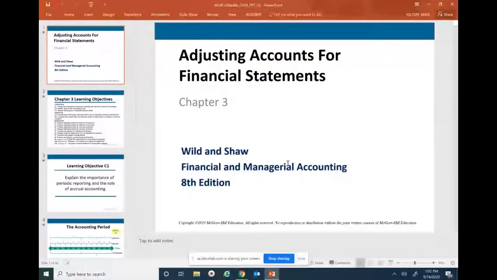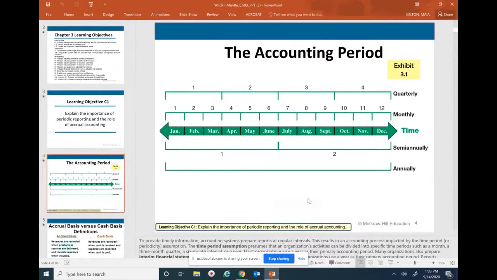So here's my screen. Let's talk about what is in Chapter 4. I'm sorry, I keep saying Chapter 4, but Chapter 3. So far, what we have done in accounting is we have looked at accounts. We know where those accounts belong. We have learned the basic financial statements, and we spent a lot of time on properly debiting and crediting those accounts. So basically, look at the accounting period.